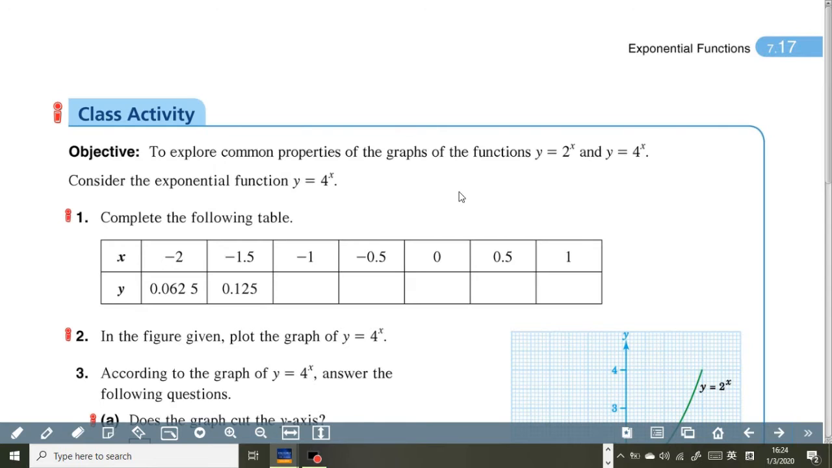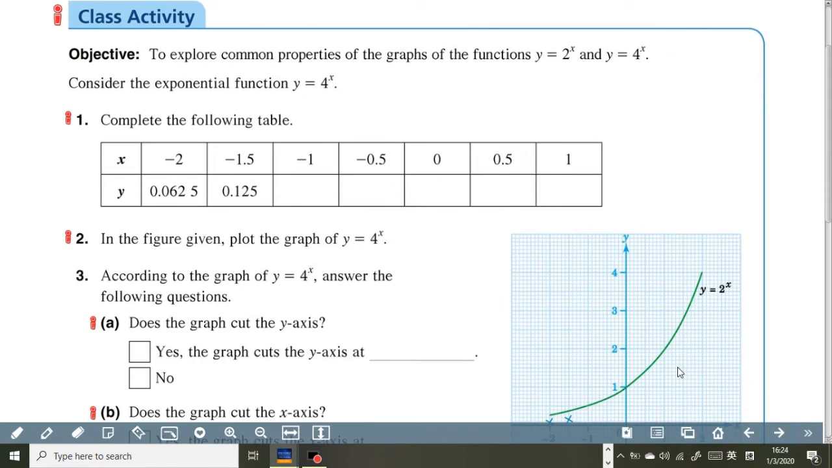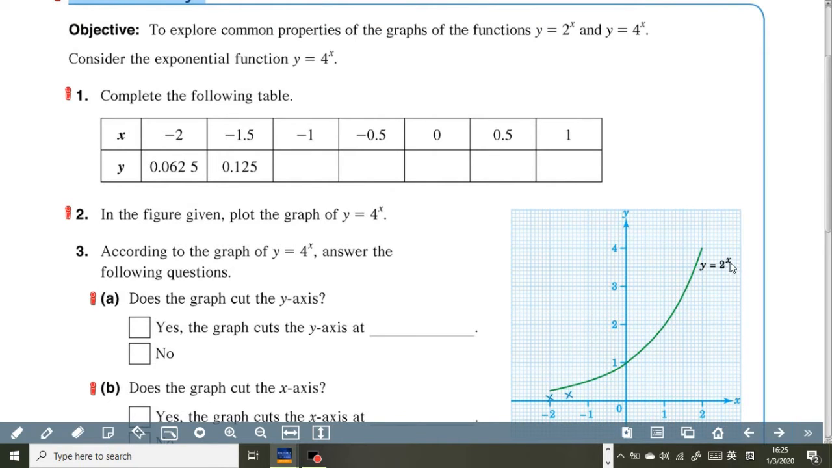Now let's do some class activity. When you draw some graphs, we also have a reference graph, just like this one. The reference graph is like this. You are given the graph of y equal to 2 to the power x, but you want to draw the graph y equal to 4 to the power x. So in order to draw it, you must also find the corresponding values of the points. So we put here, and then using your calculator, find out the values of them. Then we can plot the graph.